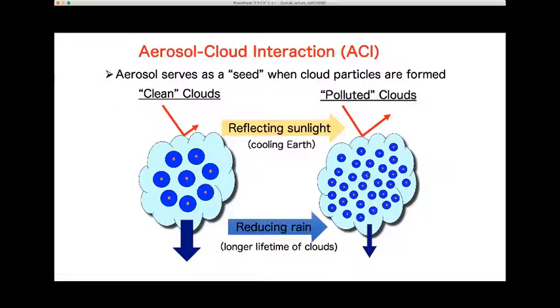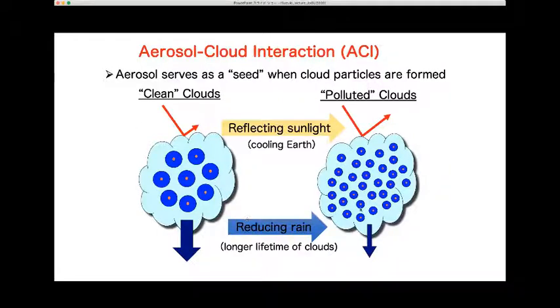So that means more polluted clouds, because each cloud particle became smaller, and then it takes much more time for them to grow into precipitation. So these very simple mechanisms actually have a profound impact on the global climate.